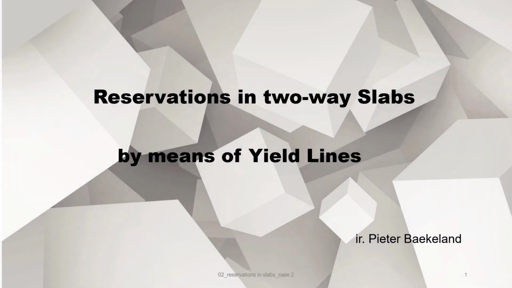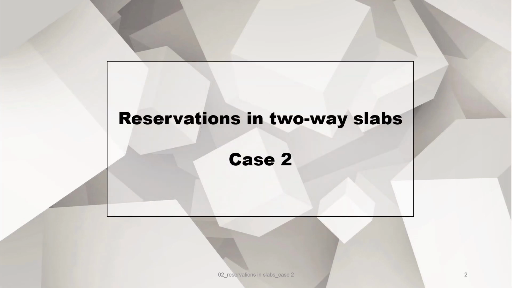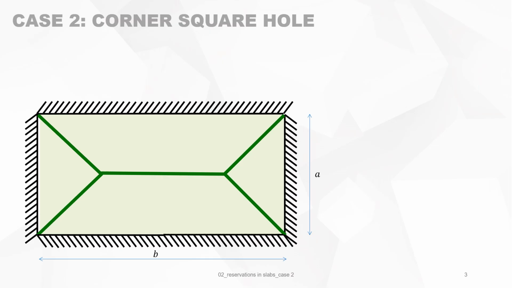This playlist is about reservations in two-way slabs by means of yield lines. This video will deal with case 2, and case 2 is the following. Consider a rectangular slab continuously supported on all sides with a size A and B, where B is between A and 2A. So this condition is needed to have a two-way slab.